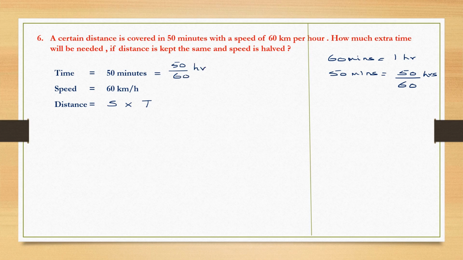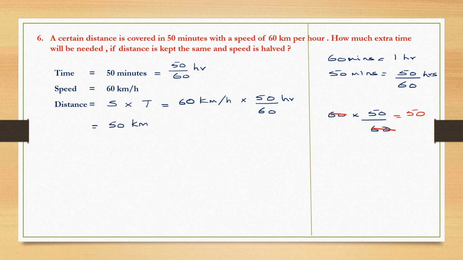Now the question here is to find distance. The formula is speed into time. So speed is given to us as 60 kilometers per hour, and time we have just found out to be 50 by 60 hours. Now here let's cancel what we can. So let's write 60 into 50 by 60. So we can cancel both the 60s here. So what do we have here? We have 50. So that is distance. Distance is now 50 kilometers. So we have found the distance.